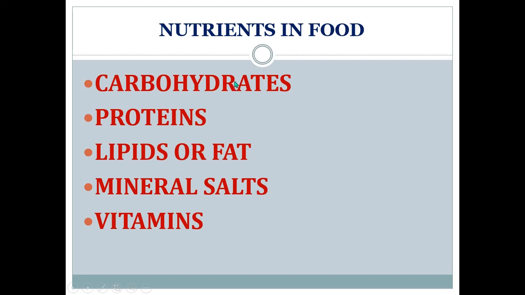If we are eating only one kind of food, we will not get all these nutrients which are required by our body. So it is a must that we have all these nutrients in our food. Then our body will grow, we can lead a healthy life, and our body will be protected from several harmful diseases. Okay children, so what are the nutrients in food? Carbohydrates, proteins, lipids or fat, mineral salt, vitamins.